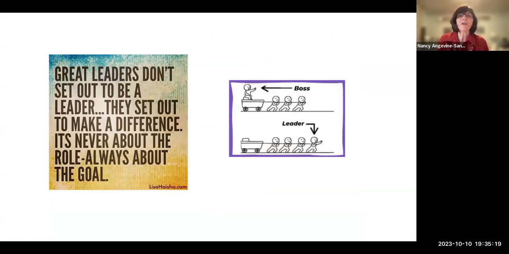What the Parent and Caregiver and Community Engagement Office would like you to get from these four modules is that you are leaders in your school. You're school council chairs, which is very important, but you are leaders. These four modules are aimed at helping you feel comfortable in the role of leader. Great leaders don't set out to be a leader. They set out to make a difference. I know that's true of all of you. It's never about the role. It's always about the goal. Hopefully by the end of the modules, you will be clearer in both your role as a leader and the goal that you can help your school council identify and achieve.